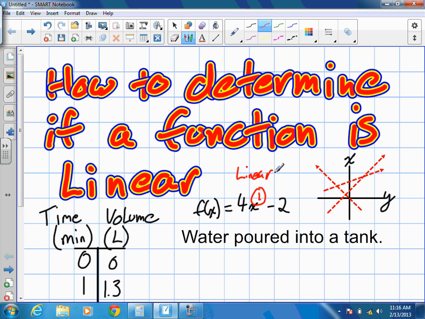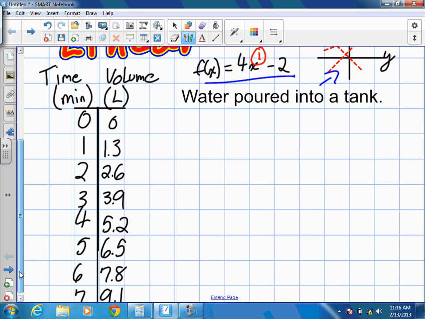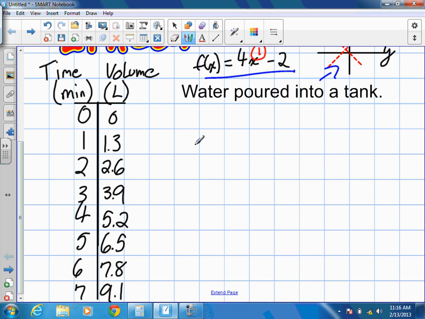Well, let's say we're not given things so easily. Let's say they haven't given us an equation to look at or a graph. Let's say they've given us values. We have water poured into a tank. Here's time, measured by the minute. So at 0 minutes, how much water is in the tank? 0. Makes sense, right? The water hasn't started yet. After a minute, we're at 1.3, and it's going to go all the way up to 7 minutes, and it eventually fills with 9.1 liters.